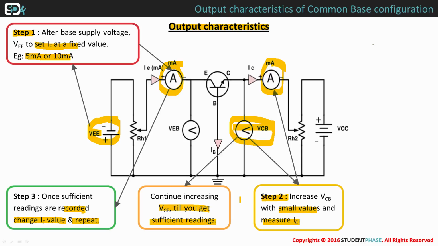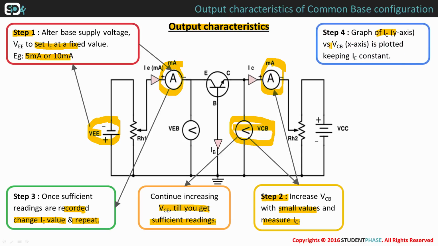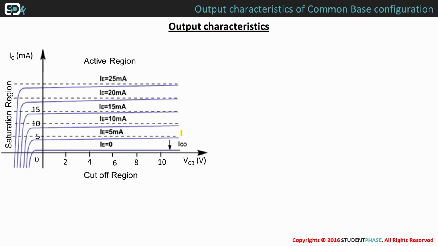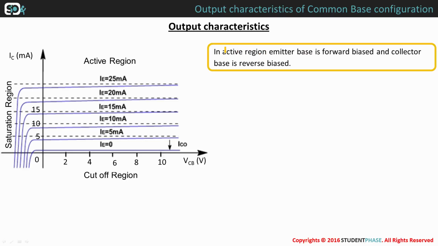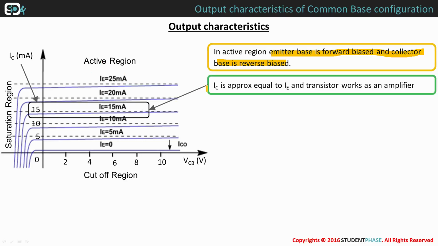Plot a graph of IC versus VCB, keeping IE constant. The plotted graph may look something like this. Based on the observations, we can arrive at certain output characteristics. In the active region, emitter base is forward biased, and collector base is reverse biased. From the graph, you can see that IC is approximately equal to IE, and here, the transistor works like an amplifier.